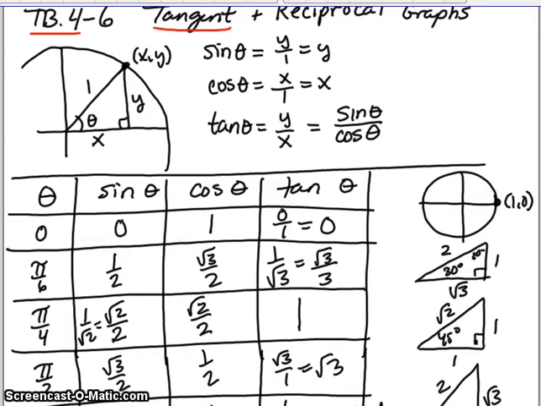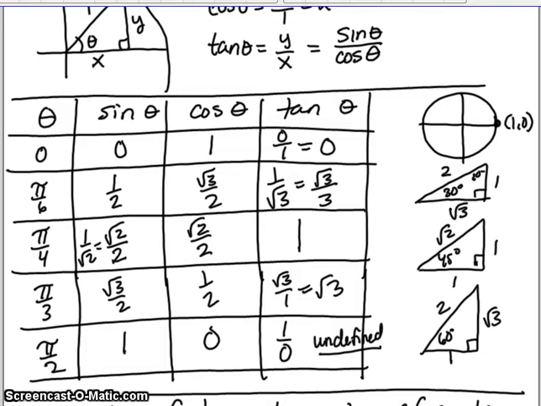Now the last angle we're going to look at today is pi over 2. Pi over 2 is at the top of the circle where our coordinates are 0 and 1. 0 for cosine, 1 for sine. But when we divide 1 by 0, we get an undefined number. So tangent is actually undefined at pi over 2.